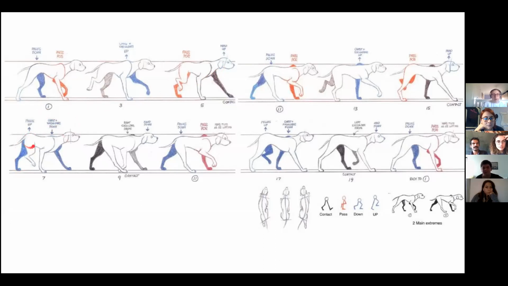In the seventh frame, for example, as the back leg is lifting, the pelvis is going up, but the chest is going down.